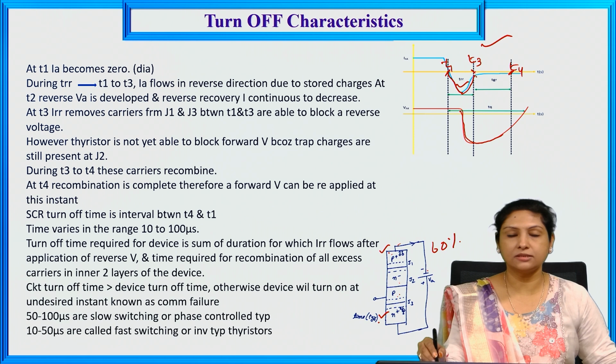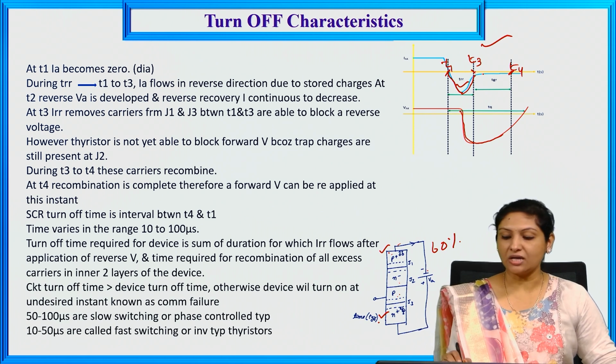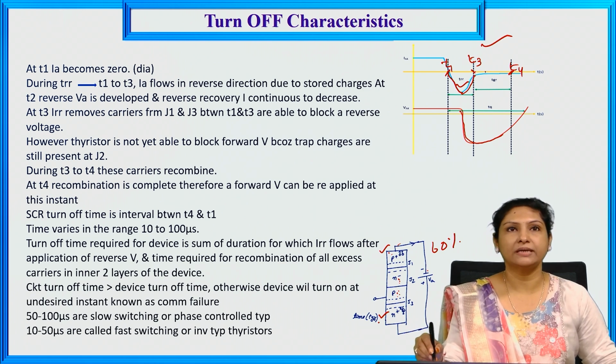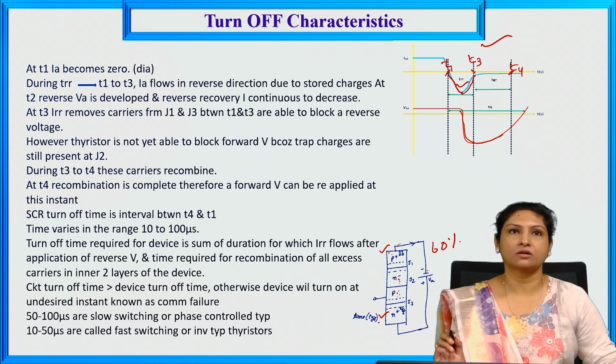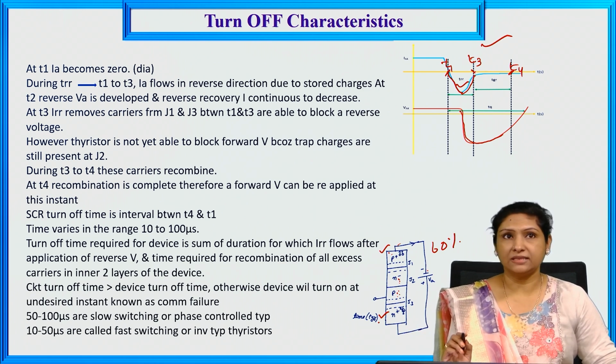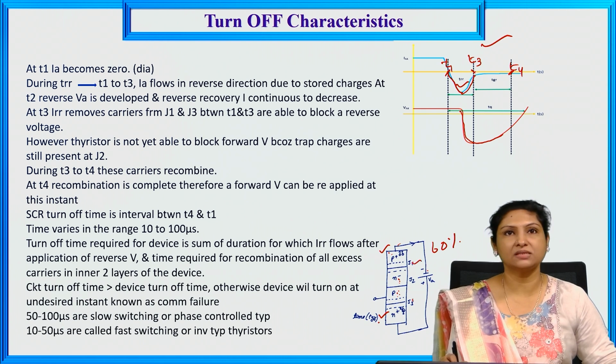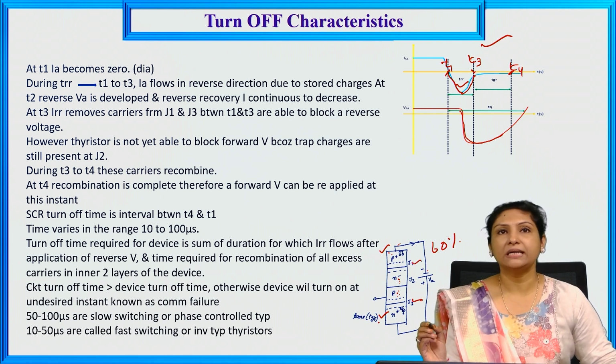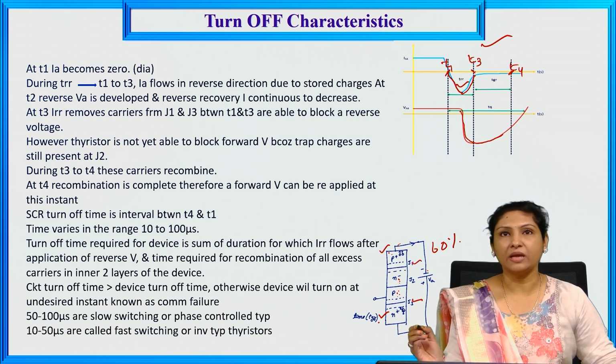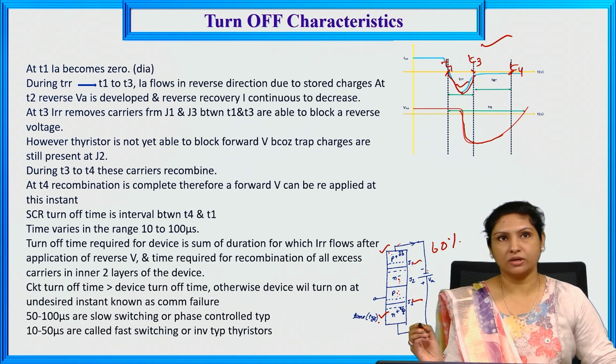And at this instant called T3, the charge carriers in the N- layer and P layer will be recombined. That is from instant T3 to T4. At instant T3, reverse recovery current removes charge carriers from junctions J1 as well as J3, between T1 and T3, and they are able to block the reverse voltage.